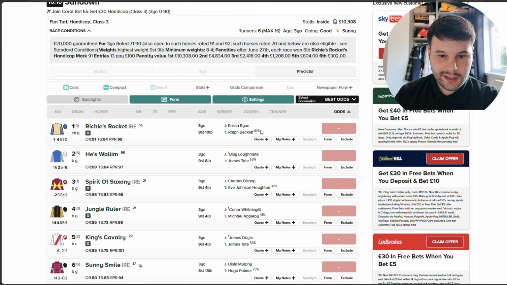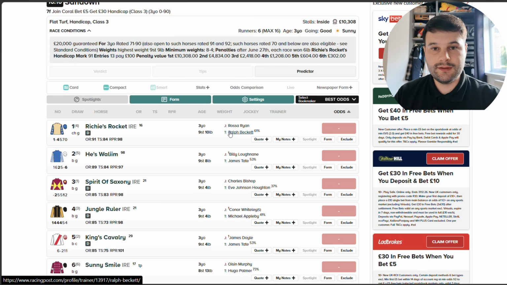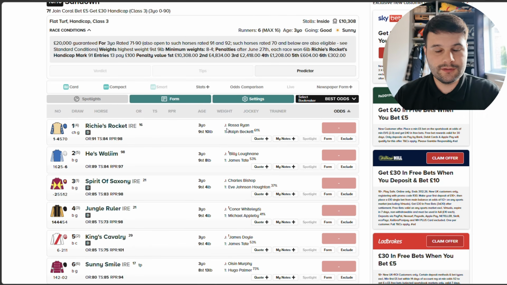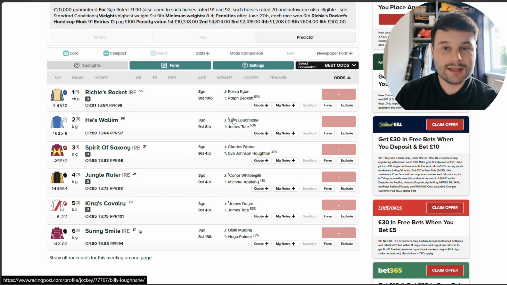The little percentage next to the trainer is basically how the trainer's horses are running to form. So easiest way to explain it is if you've got a horse rated 91 and if that horse runs to a level of 91, then that horse is being classed as running to form. So 61% of the time in the last 2 weeks, Rafe Beckett's horses have been doing so.